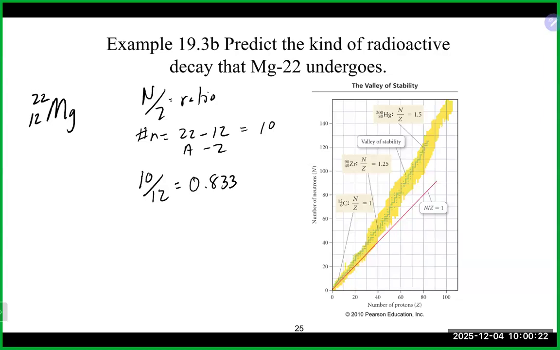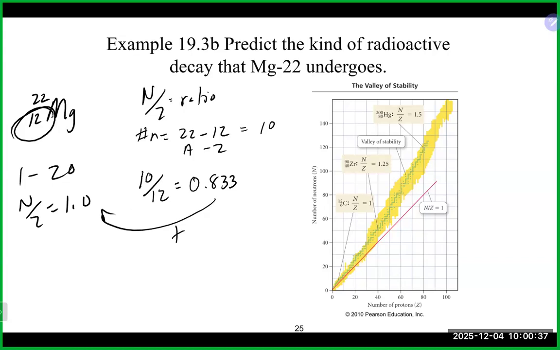And that's going to get me a ratio here of, looks like, 0.833. Now, the atomic number here for magnesium is 12, which falls in the 1 through 20 range of atomic numbers, where an acceptable ratio is 1. In this case, we can see that our ratio here is too low. So we're not really way over there, but we're kind of below the belt of stability. So we want to kind of bring it upwards.